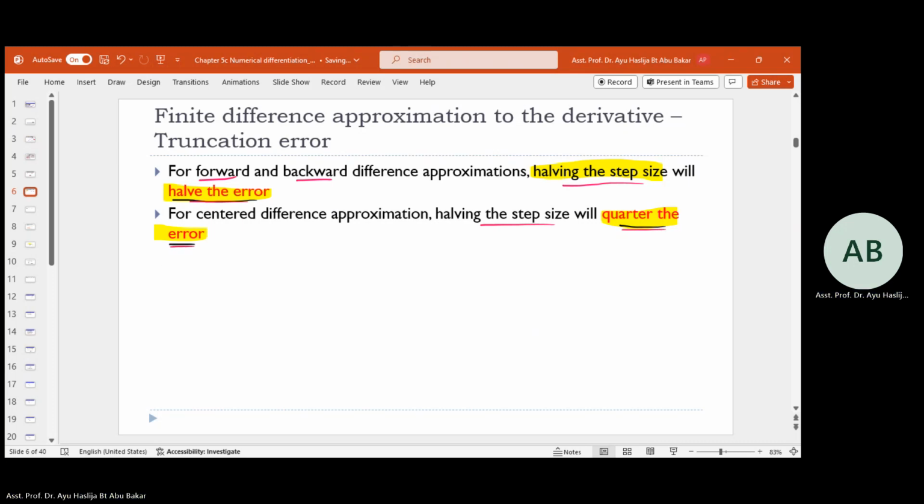Meaning that half the error means 1/2, right? Quarter? 1/4. Which one is smaller? Quarter, right? So when using the centered approach, you will see the error is much closer to the true value. The error is smaller.